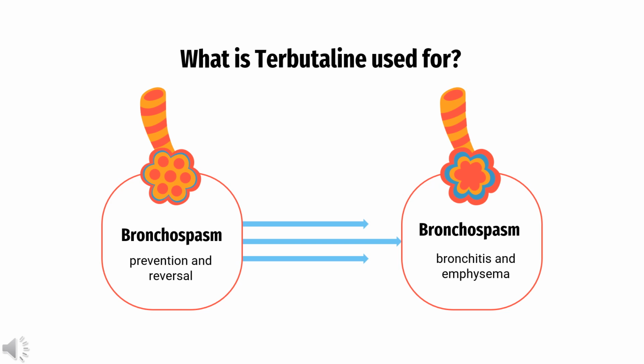What is terbutaline used for? Terbutaline is indicated for prevention and reversal of bronchospasm in patients at least 12 years old, with asthma and reversible bronchospasm associated with bronchitis and emphysema.